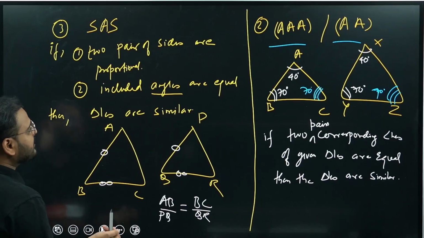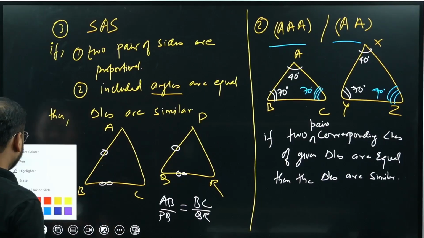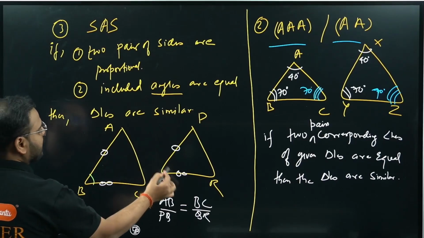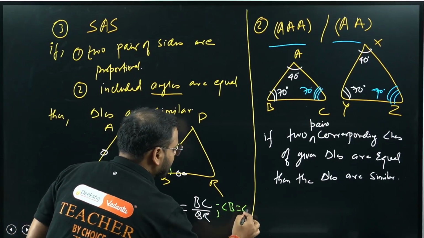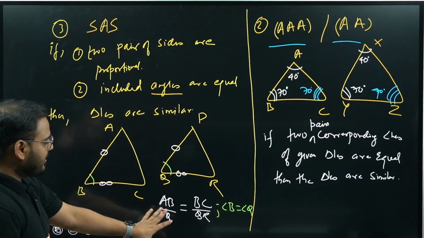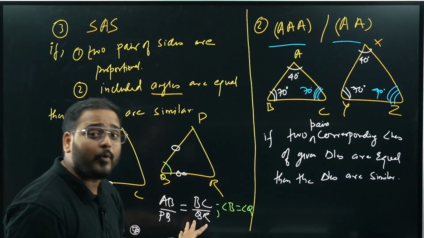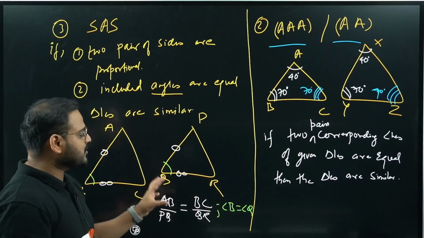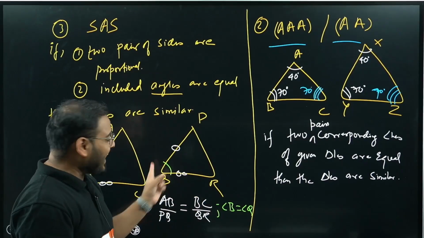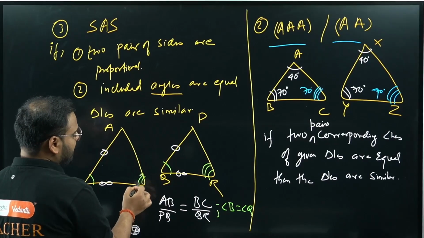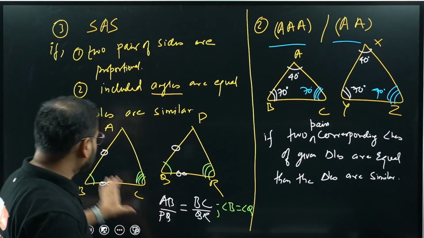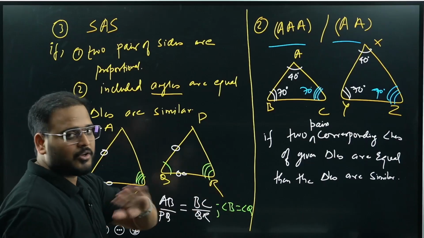And included angle means what? Between the sides, right? So please check, this angle B has to be equal to angle Q. And angle B equals angle Q. When that is given, both conditions have to be given, not one, both. Two sides proportional, and the angle between them, not this angle. You can't take this angle. If two sides are given like this and this angle is given equal, you can't take SAS property.